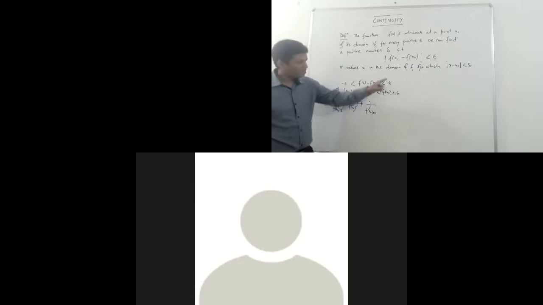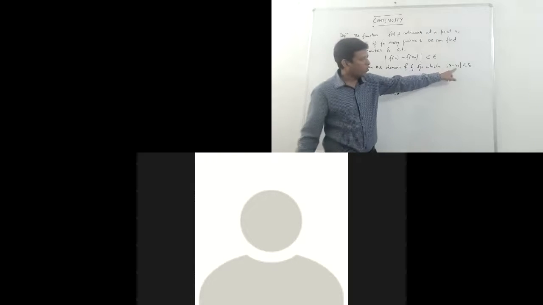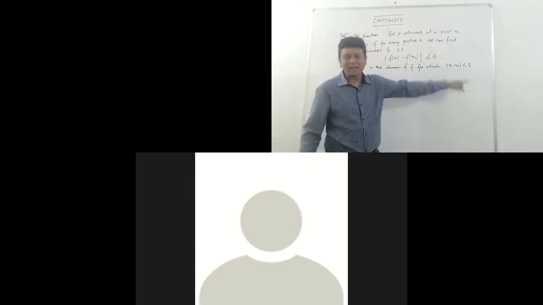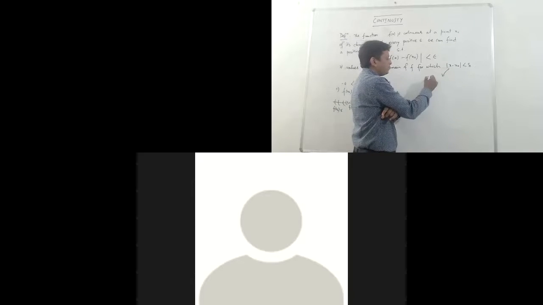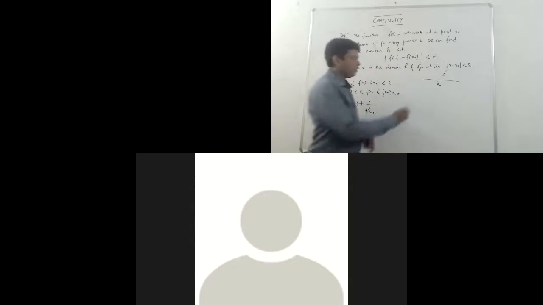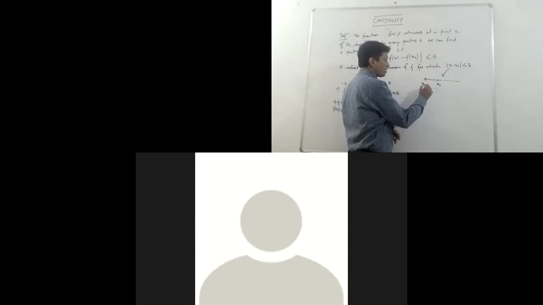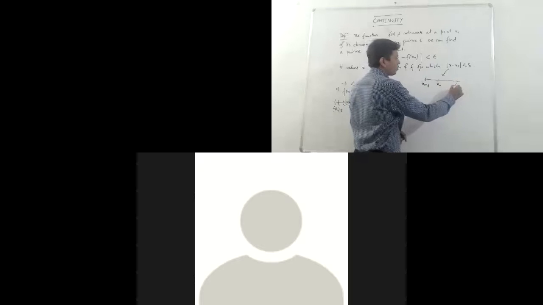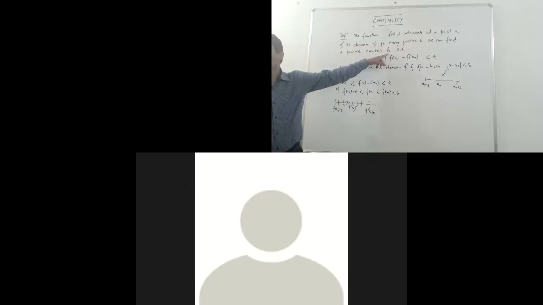Clear this interval? Similarly, you see mod x minus x naught less than delta. What does it imply? I am talking about a neighborhood of x naught, so it is going to be x naught minus delta to x naught plus delta. For epsilon, you will get a number delta. If you choose epsilon, you will get delta. That is why this definition is very, very important for continuity. This is the main definition of continuity.